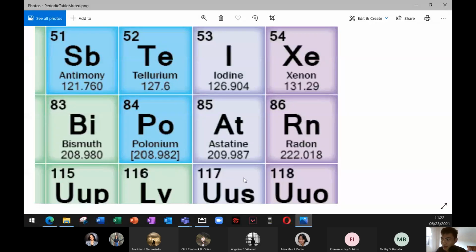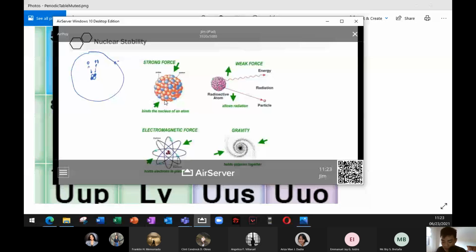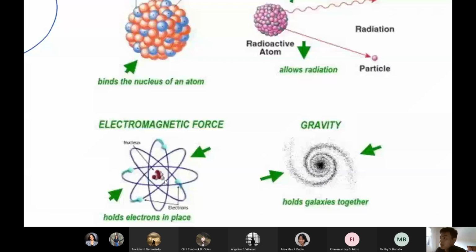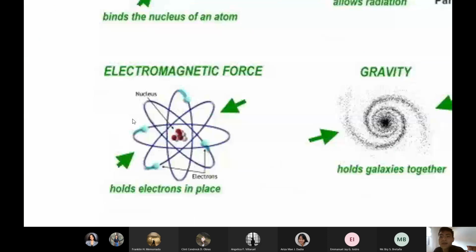Kasi, puro positive. Ano alam natin sa mga positive? They repel. Yun yung sabi ng electromagnetic force, no? Sabi ng electromagnetic force, yung positive attracted sa negative. Kaya nga yung electron, naka-orbit yan. Okay? Kasi positive yung nucleus, negative yung electron, so that's why nandun siya. Kasi attracted sila. Electromagnetic force yan.